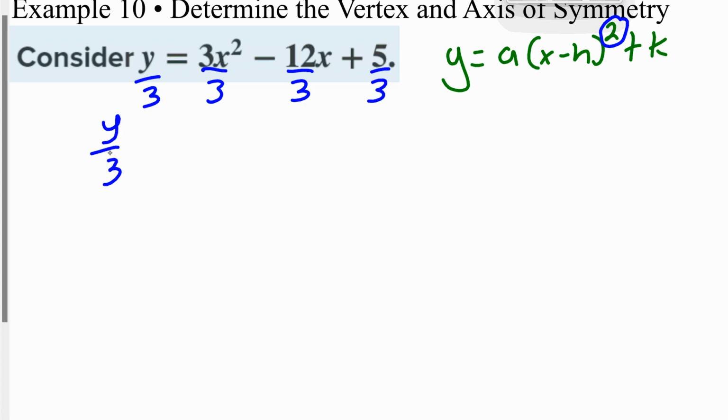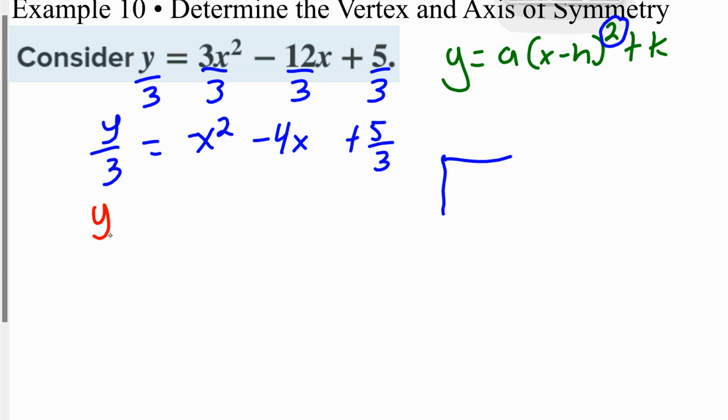So y over 3 equals x squared minus 4x plus 5. Is there a number times itself that gets me 5/3 but adds to a perfect square trinomial? Nope, so I need a square. So I need to move this over. 5/3 is not going to work. So we subtract it over because it's positive.